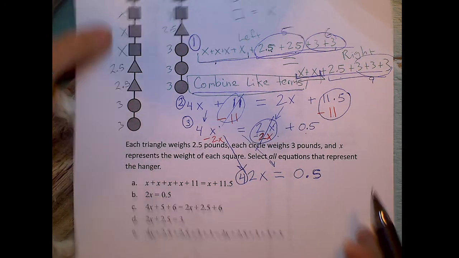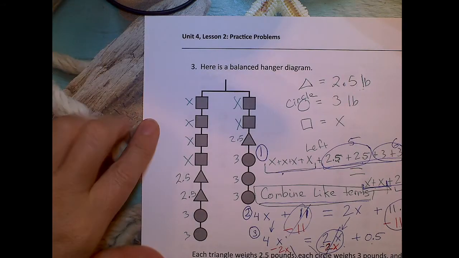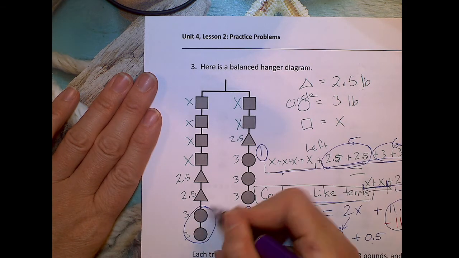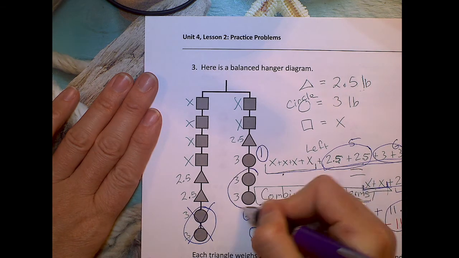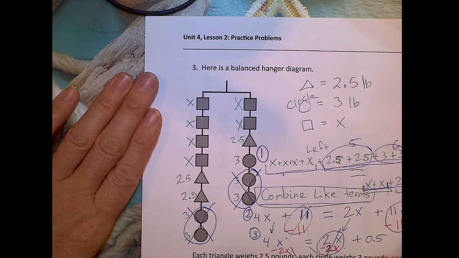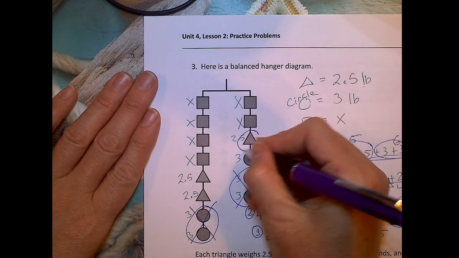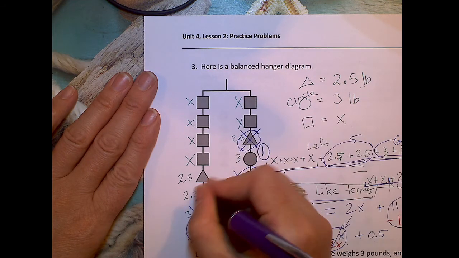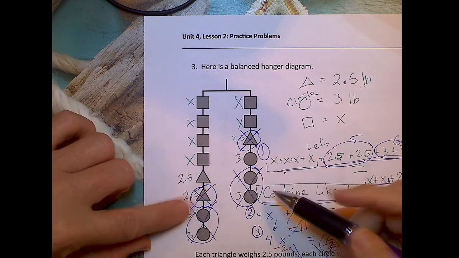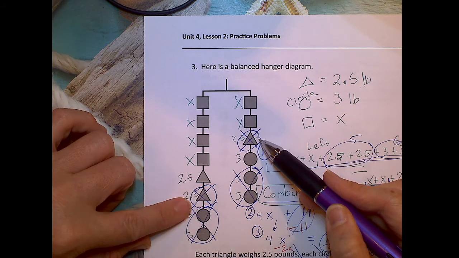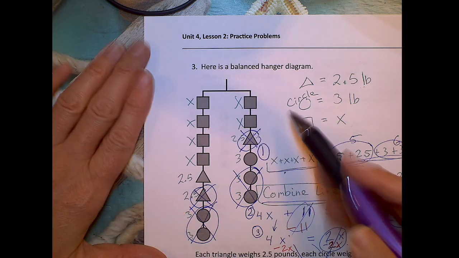Let me show you what that looks like with the hanger. Imagine, or just look and see, if I subtract these two circles on the left, then I have to subtract these two circles on the right to keep it balanced. And I can subtract this triangle and one more triangle here. If I subtract one triangle from each side, that is an equal amount, so it stays balanced.